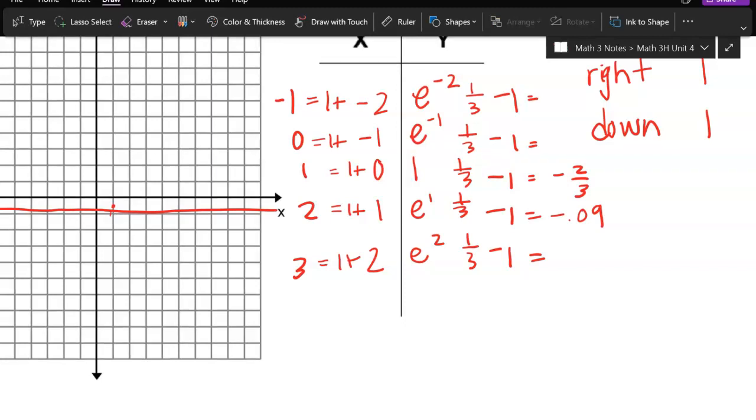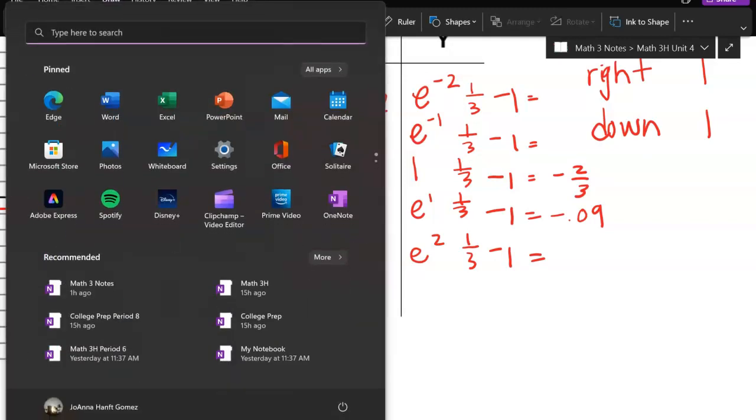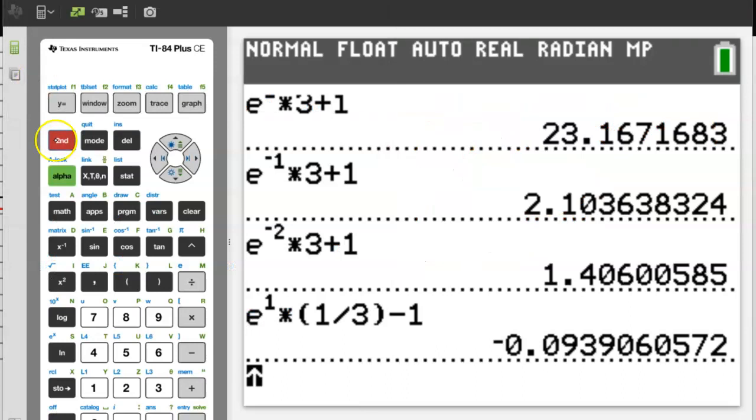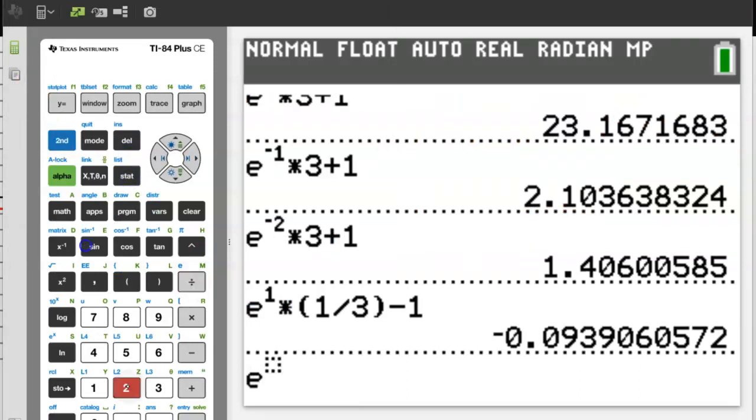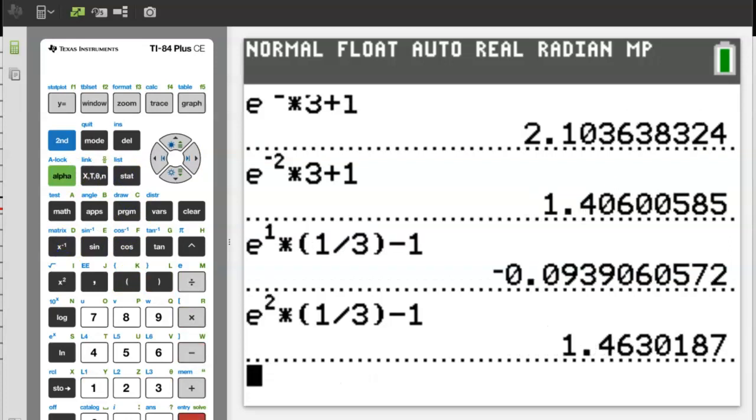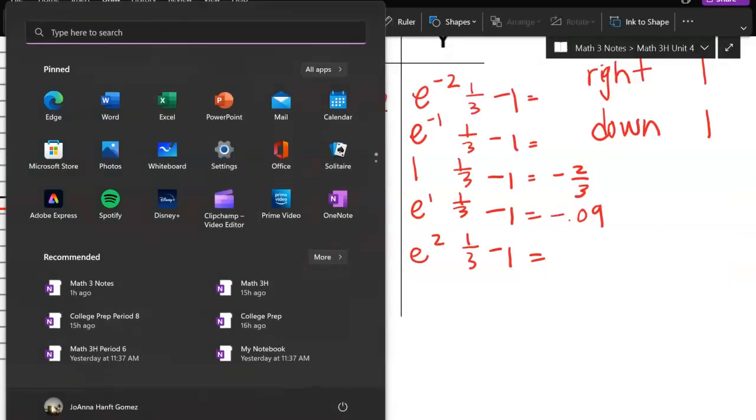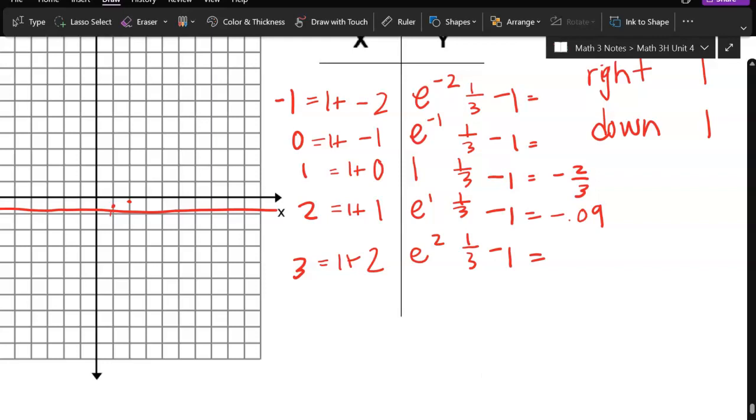So that's going to be really close to 0 at 2. Then at 3, so e to the second, and then times 1/3, and then subtract 1. So then we get 1.46. So it's going to be above the line here.